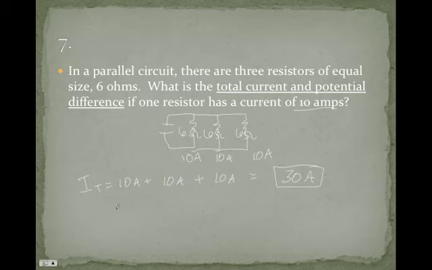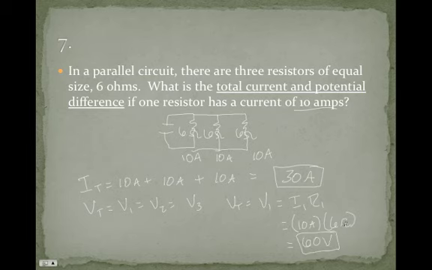All right, so the total voltage. Well, we know in a parallel circuit, the total voltage is equal to the voltage across each path. So in this case, my total voltage is equal to the voltage across the first, and that is equal to the current through the first times the resistance through the first. So current of 10 amps times the resistance of 6 ohms, that gives me 60 volts. And that's my total voltage.